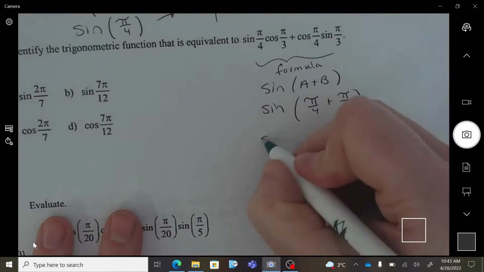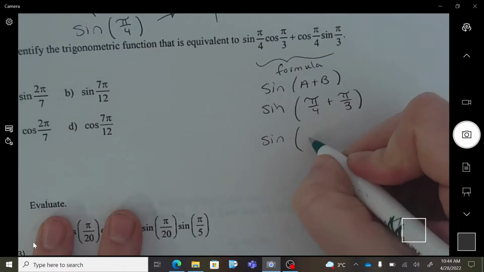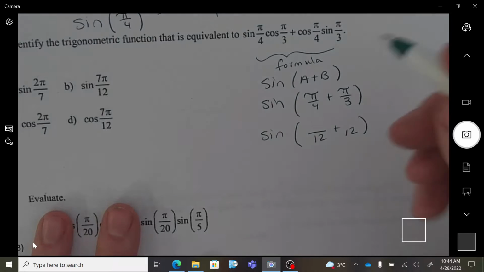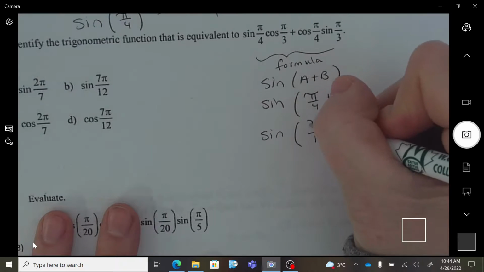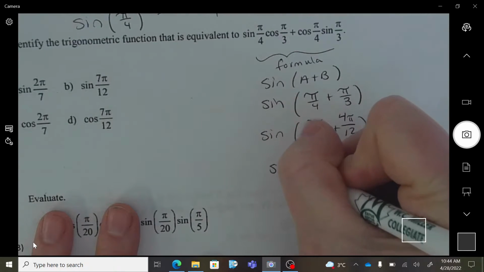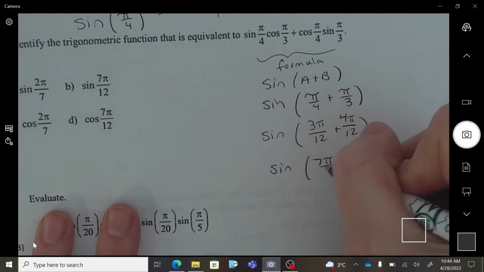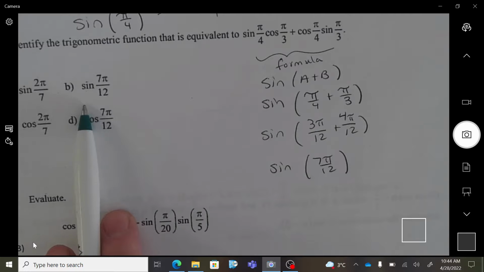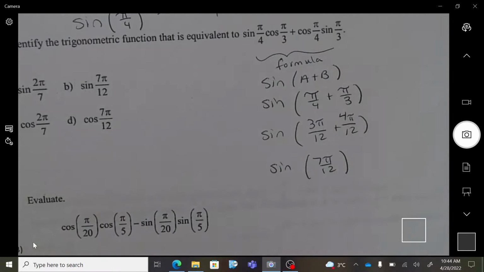Now I'm going to add these together by using a common denominator. So this would have to times by 3, and this would have to times by 4. So sine of 7 pi over 12, and that matches our answer. So that's B.